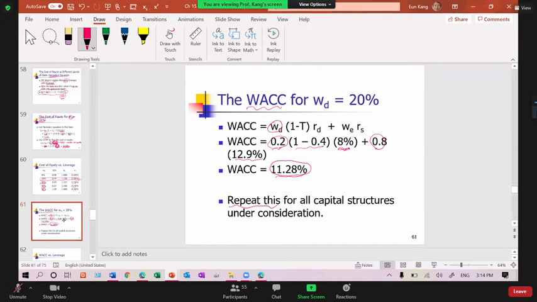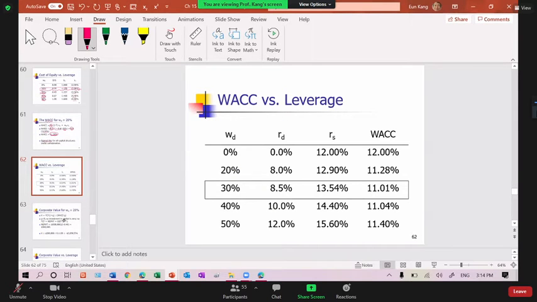Then you repeat this for all the capital structure cases. This is 20%, but you can make 30%, 40%, 50%. To do that, you can set up this table. We just did this one, 20%. And you apply the same principle to 30%, 40%, 50%. And then you will see RD and RS. But the most important thing is WACC.